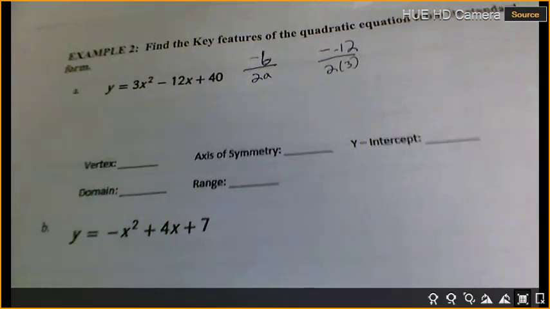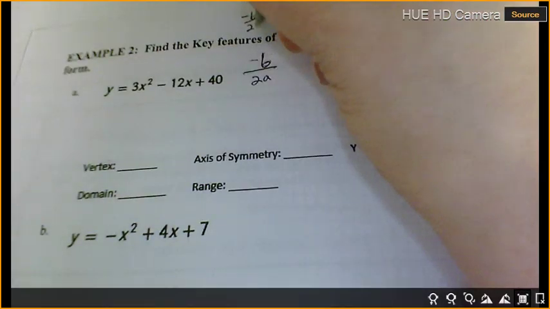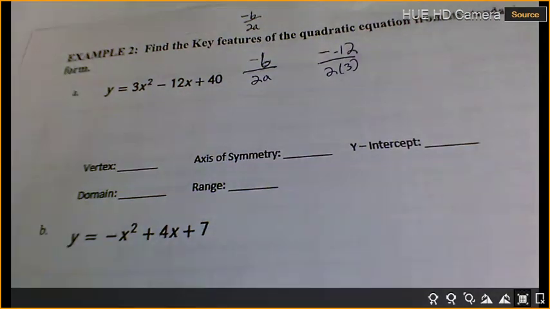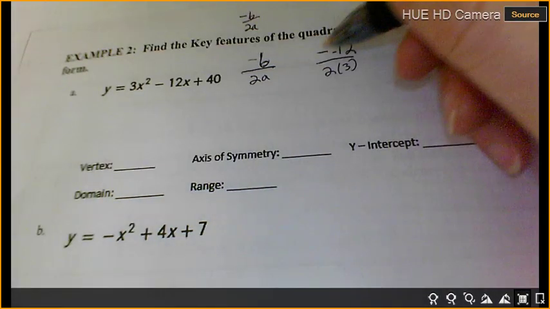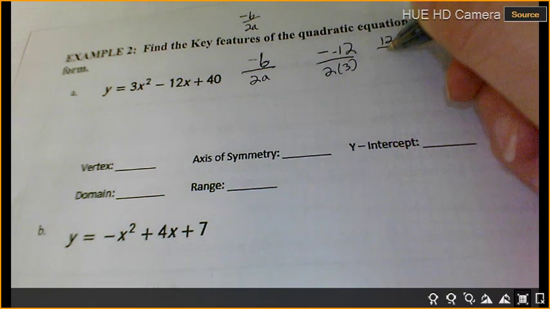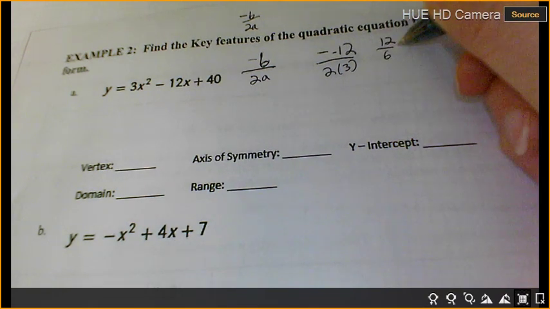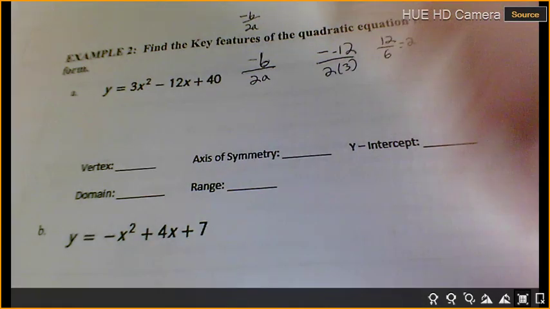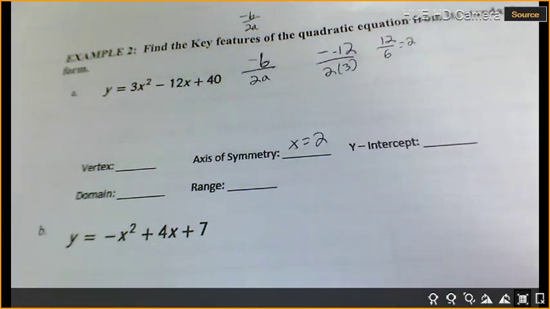No. It's negative b over 2a. Okay. A negative and a negative makes a? 2 times 3 is? 6. 12 divided by 6 is? 2. X equals 2 is my axis of symmetry.